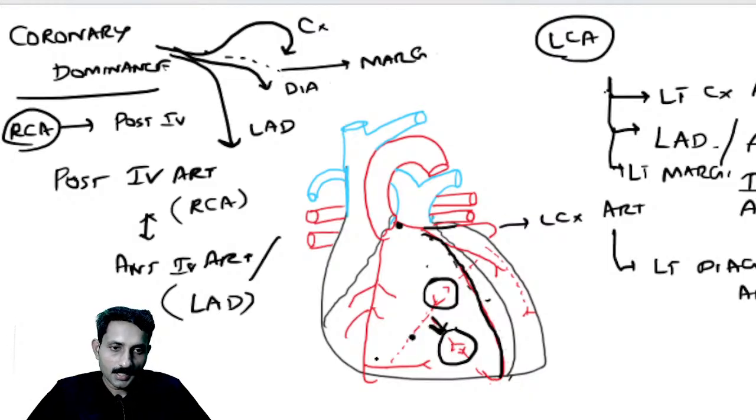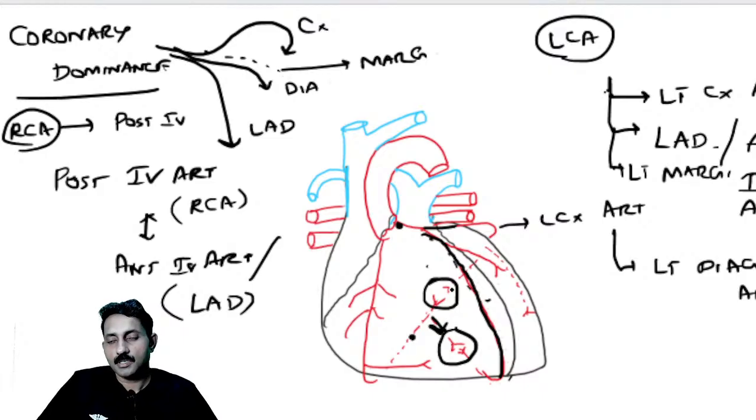Either it can be from the right coronary artery or it can come from the circumflex artery. But which is common? Almost 80 to 90% of people are right coronary dominant. If you take 10 people, 8 will be right coronary dominant. Only 10 to 20% will be left coronary dominant. It will be a branch from the left coronary artery.